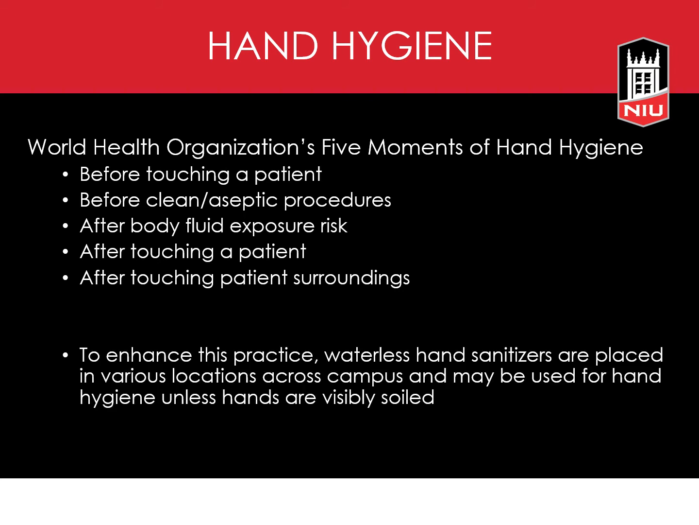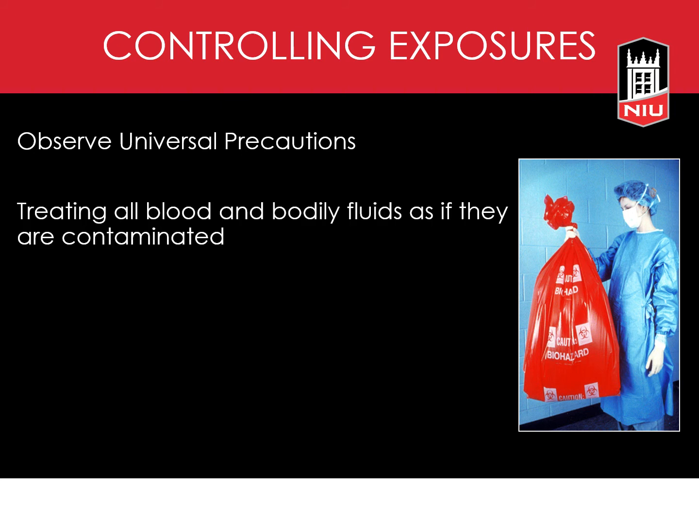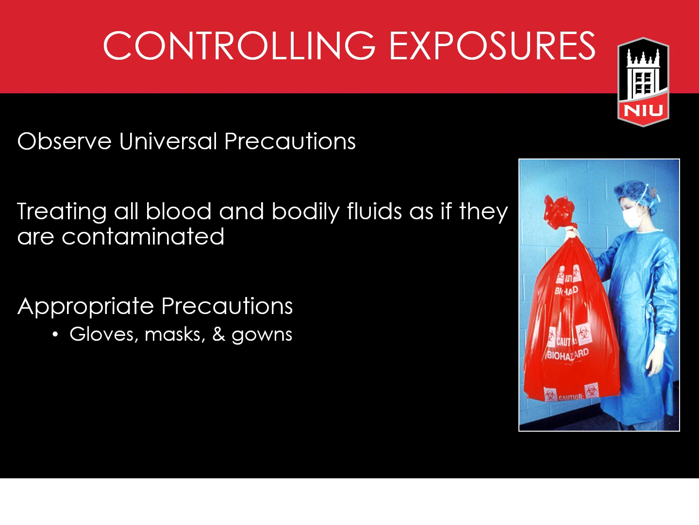To enhance this practice, waterless hand sanitizers have been placed in various accessible locations across campus and may be used for hand hygiene, unless your hands are visibly soiled. Another way for employees to prevent exposure is to observe universal precautions to prevent contact with blood or OPIMs. All body fluids shall be considered potentially infectious materials. Treat all infectious materials with appropriate precautions such as use gloves, masks, and gowns if blood or OPIM exposure is anticipated. And finally, use engineering and work practice controls to limit exposure.